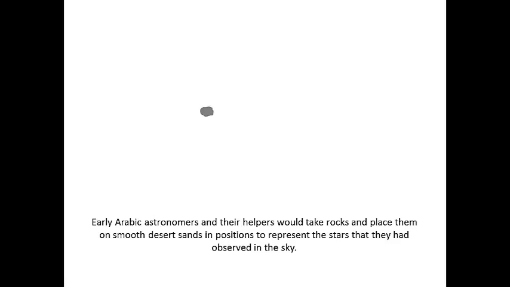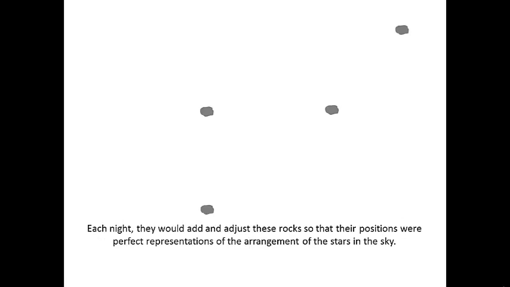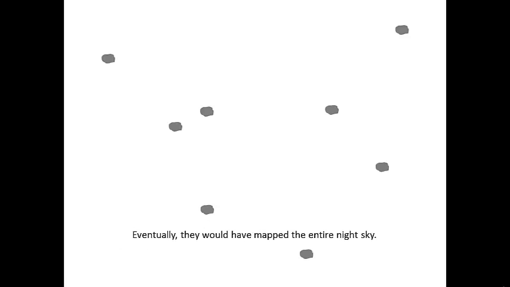And what they would do is they would take little rocks, and especially in the desert regions of the world, the Arabic astronomers would scrape off and make flat a beautiful area of sand, and then they would take some significant rocks and place those rocks onto the sand where each rock represented a star. And over time, their collection of rocks representing stars would increase. And eventually, they would have mapped the entire night sky.